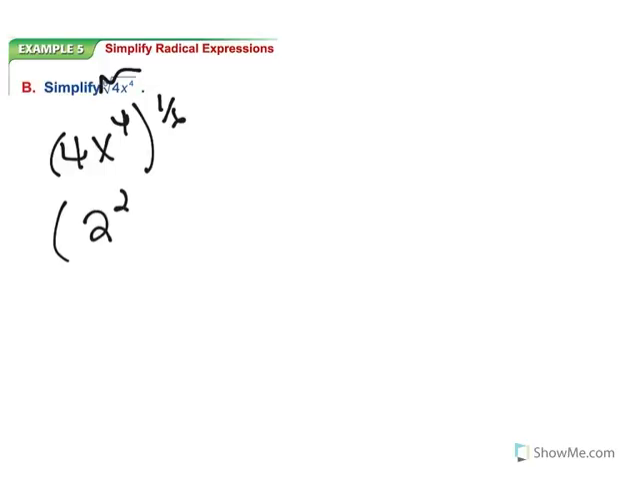So we know the square root of 4 is 2, so we're going to write that as 2 squared. And then we can write x squared squared equals x to the 4th. And then we are going to raise all of that to the 1/6 power. Don't forget to bring that down.